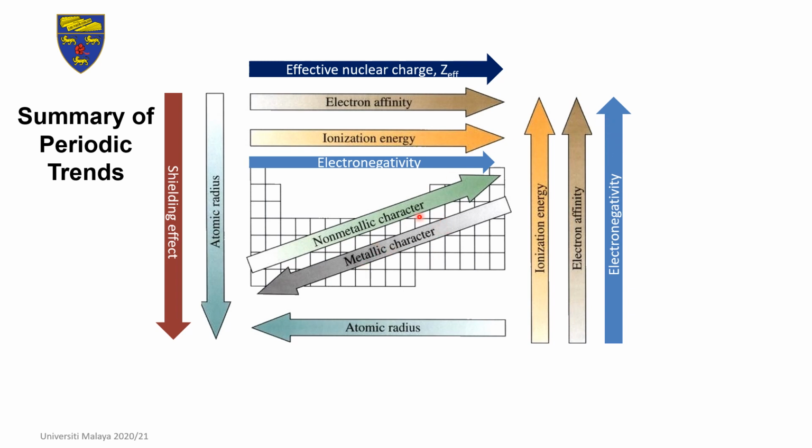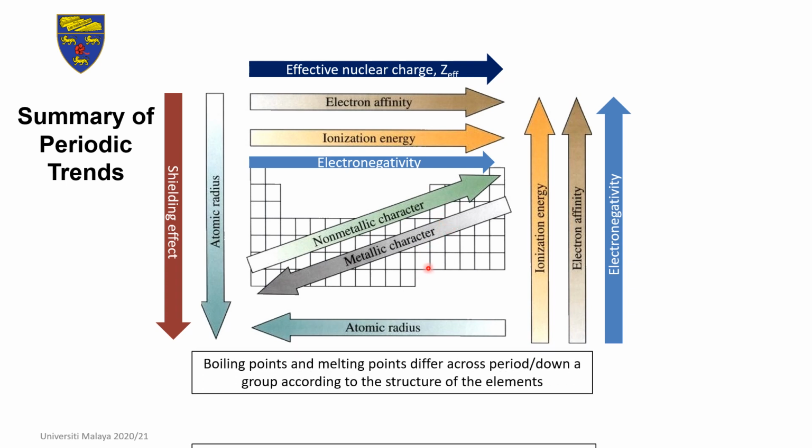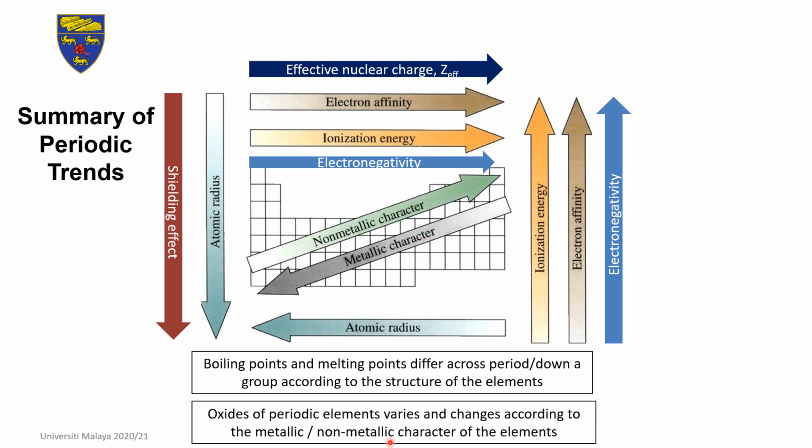And finally we learned about the metallic character, and also some of the physical properties of the elements, or the trends of physical properties such as boiling points and melting points, which differ across a period or down a group according to the structure of the elements, and also about the oxides of periodic elements that vary and change according to the metallic or non-metallic character of the elements.